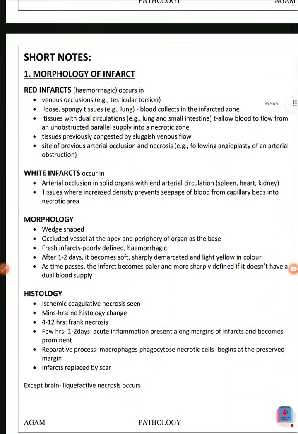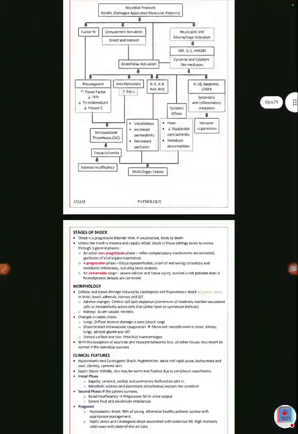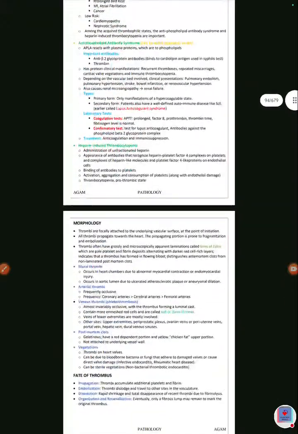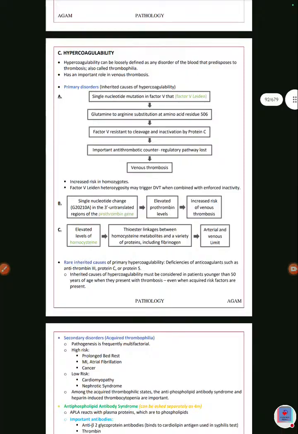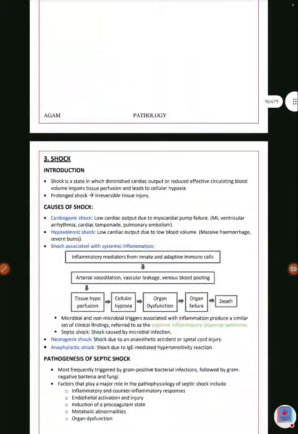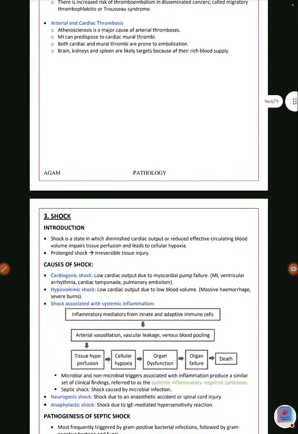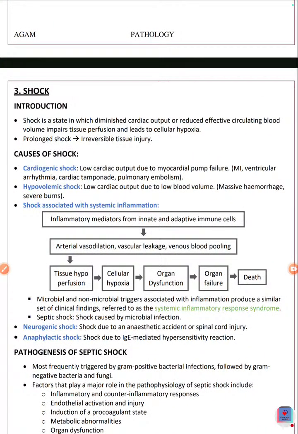Talking about short notes on the morphology of the infarcts, this we'll discuss later. So this is about septic shock. Is there any other shock given? Not given. So shock is a state with diminished cardiac output. In Robbins, it is very well given. I suggest you see it from the textbook itself.